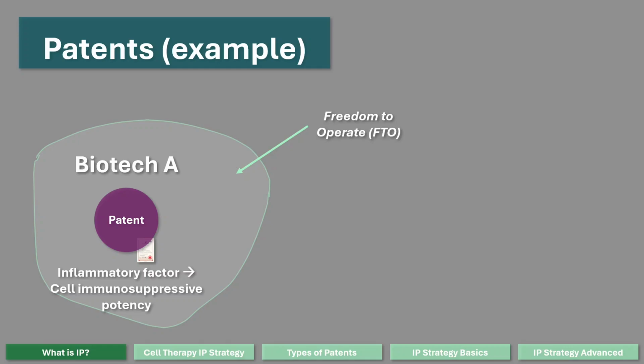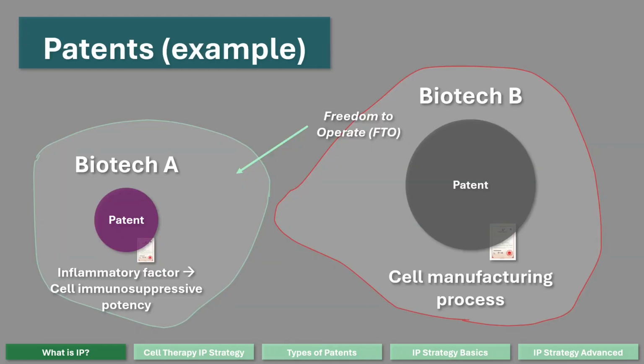Let's say, for example, biotechnology company A creates an optimized adjustment of inflammatory factors to a cell manufacturing process to produce a highly potent immunosuppressive cell population. However, the manufacturing process for the cell population has been patented recently by biotechnology company B. Biotech A is in theory allowed to practice the improvement, but is not allowed to practice the actual manufacturing process.